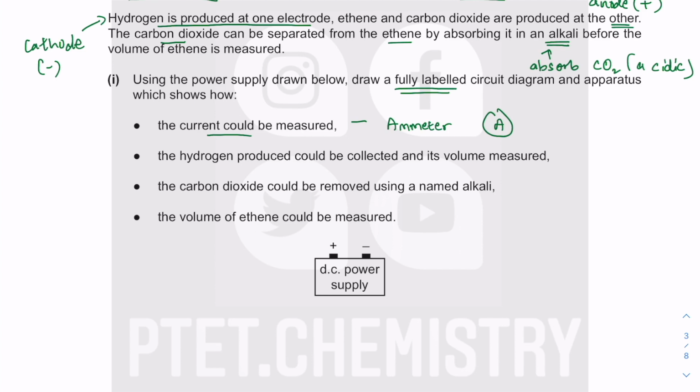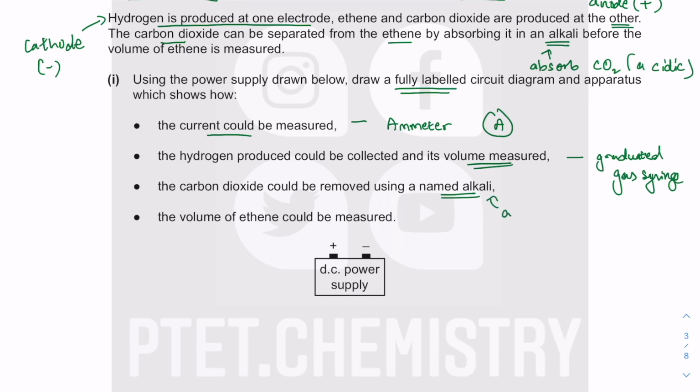The hydrogen produced could be collected, so how the hydrogen produced could be collected and its volume measured. You need something that will measure the volume, so you will need a graduated gas syringe. You could also use an inverted burette, but a gas syringe is probably a lot easier. How the carbon dioxide could be removed using an alkali.